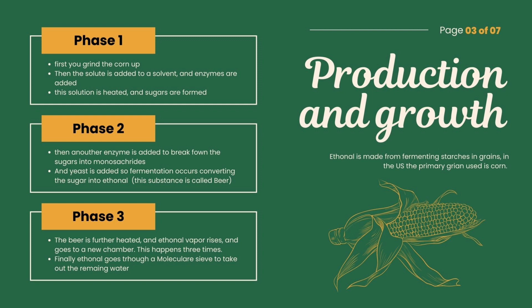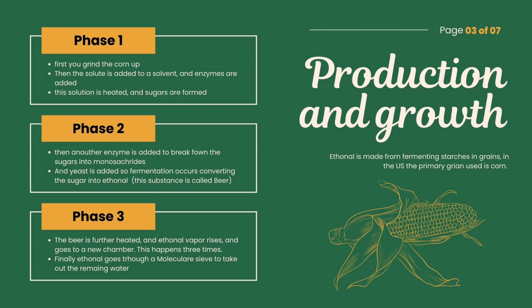Then the solution is heated up and an enzyme is added at a proper pH and temperature, and then sugars are formed. Then it is heated to a higher temperature and it kills all the bacteria. Then another enzyme is added to break down the polysaccharides into simple sugars, and then a yeast is added and fermentation occurs for a few days, converting the sugars into ethanol. The substance at this step is called beer.